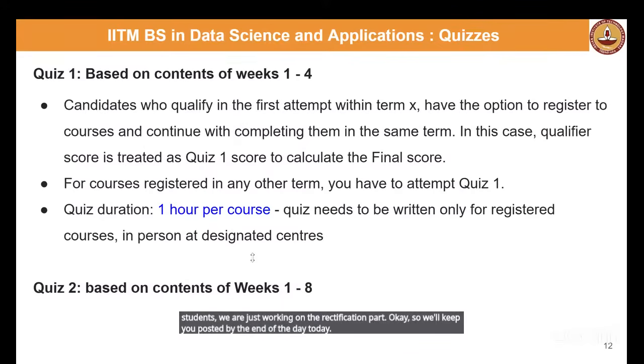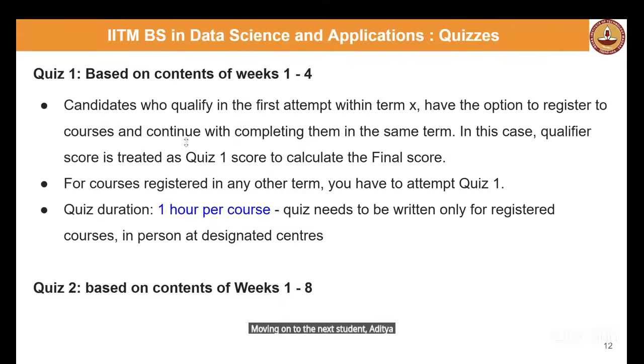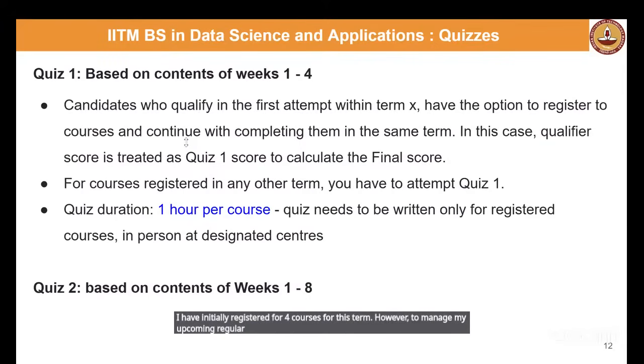Moving on to the next student, Aditya Prajapati. I have initially registered for 4 courses for this term. However, to manage my upcoming regular offline BTech studies, I want to change it to 2 courses per term. What is the exact procedure to drop 2 courses now? And will the fee for the dropped courses be refunded or adjusted in the next term?